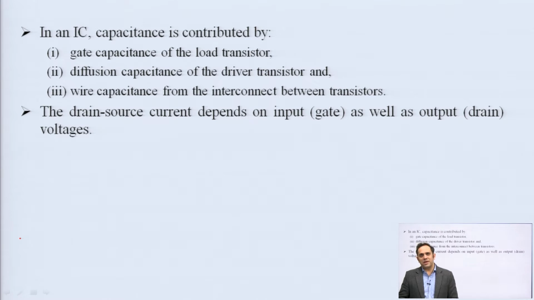Largely you have the gate capacitance of the load transistor, the MOSFET which is being driven, the diffusion capacitance of the transistor which is driving the load, and the wire capacitance which is connecting the two transistors. And the drain to source current depends upon the input as well as the output voltage. The voltage you apply on the gate and the voltage you apply on the drain terminal basically decide how much drain to source current flows.